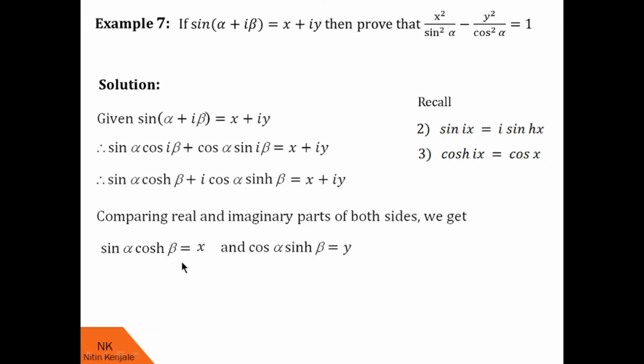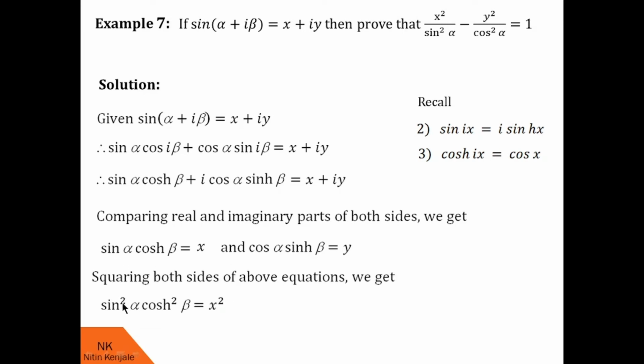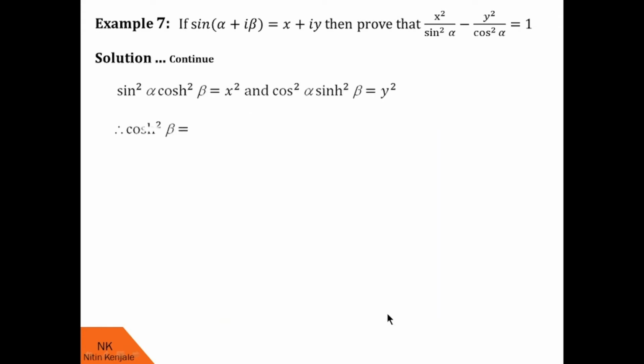Now let us take square on both the sides of these equations. So we get sin square alpha into cosh square beta is equal to x square, and cos square alpha into sinh square beta is equal to y square. Further, taking this sin square alpha on the other side, we get cosh square beta is equal to x square upon sin square alpha, and taking this cos square alpha on the other side, we get sinh square beta is equal to y square upon cos square alpha.